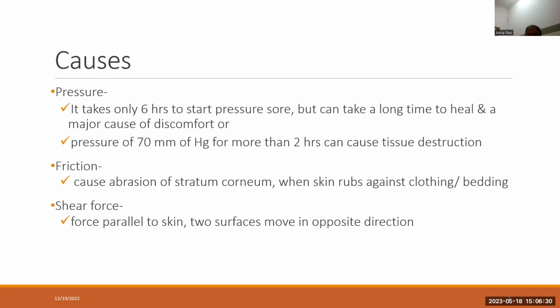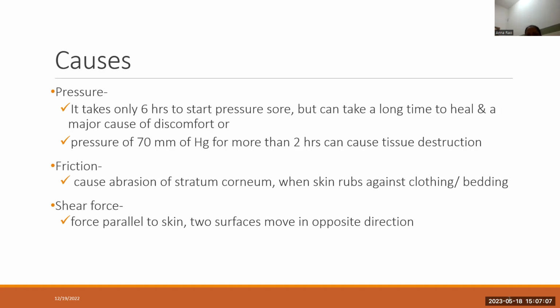And last but not the least is shear force. Here what happens is forces are parallel to each other but opposite in direction. So imagine that you are pulling the bed sheet against the patient's body, or you are trying to put on clothes for him, or you are taking away the bedpan, right? So here what is happening is that forces are parallel to the skin, but they are in opposite directions. So three major causes.